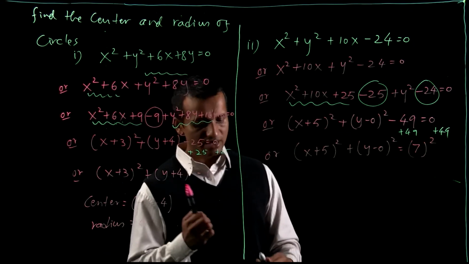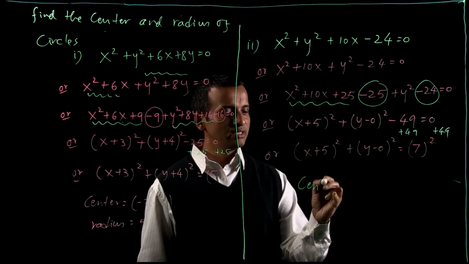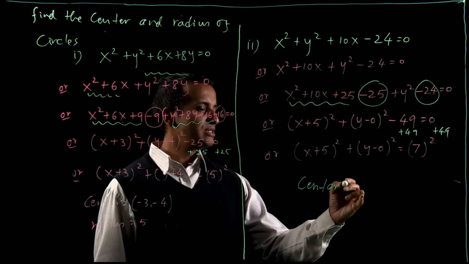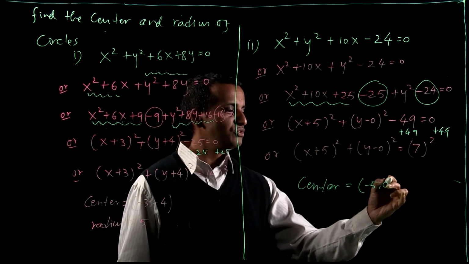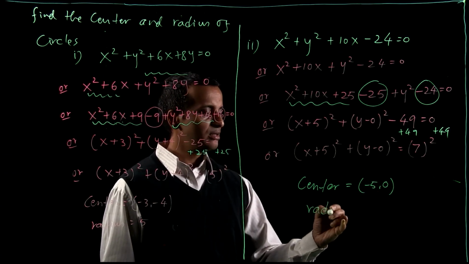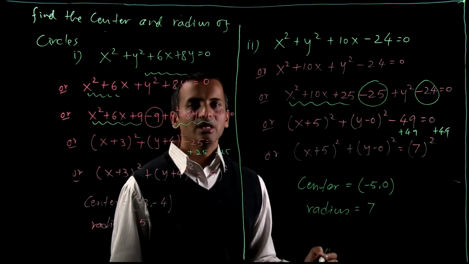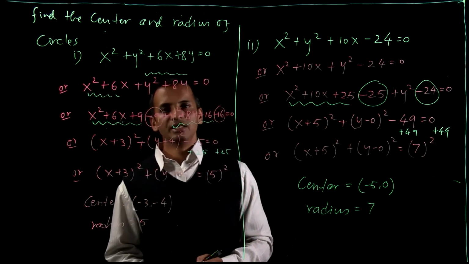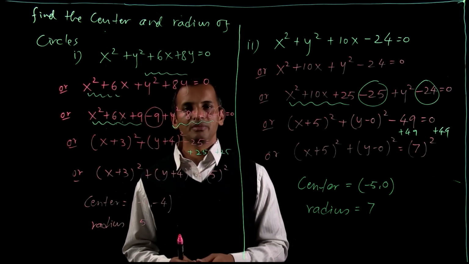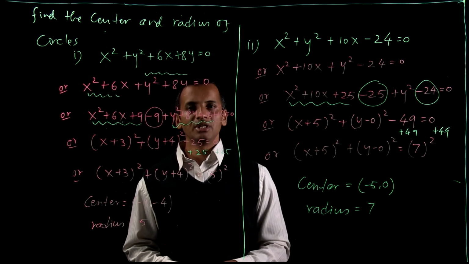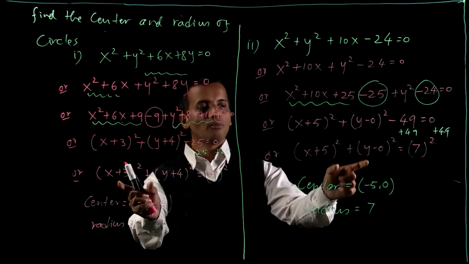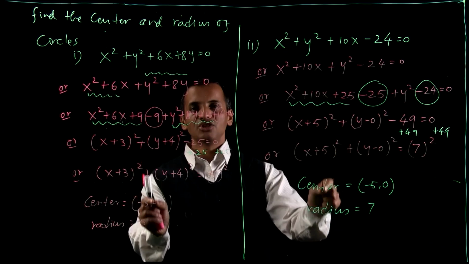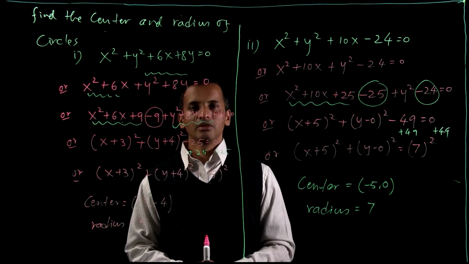So what is the center and radius then? Here the center is h, k, so negative 5 and then 0, and the radius is 7. So this is how we find the center and radius of a circle if the circle is given in the general form. The idea is, first of all, you need to complete the square and then get the standard form of the circle, and then find the center and radius from that standard form. Thank you for watching.